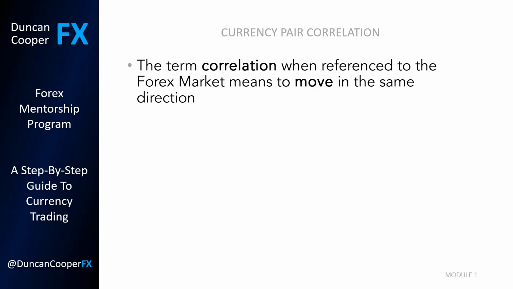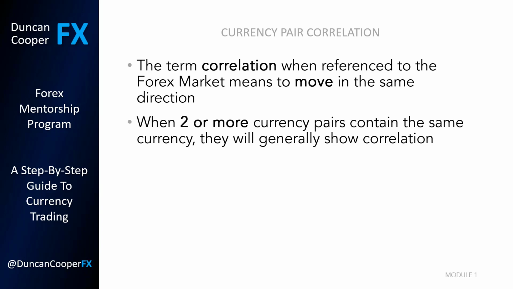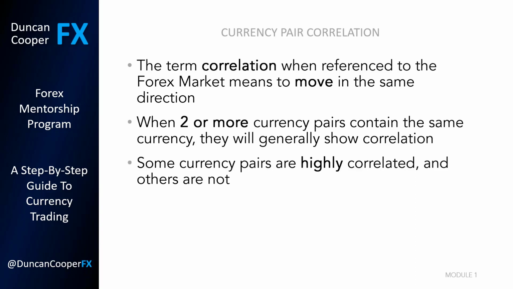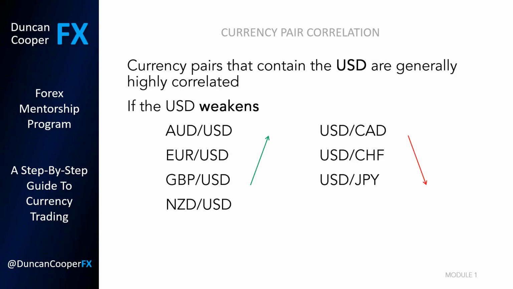The next topic is currency pair correlation, and it will be important to your day-to-day trading. The term correlation, when in reference to the Forex market, means to move in the same direction. When two or more currency pairs contain the same currency, they will generally show correlation. Some currency pairs are highly correlated and others are not. Currency pairs that contain the US dollar are generally highly correlated.